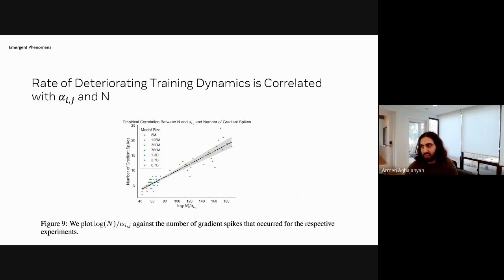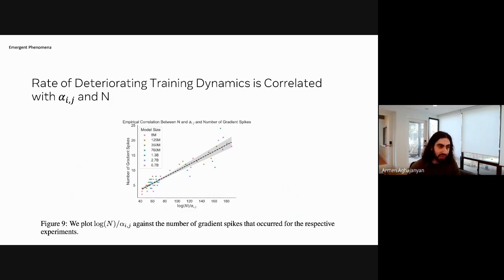And so the thing that we found is that you can actually predict the rate of these deteriorating training dynamics if you look at alpha ij. Again, this is the parameter that measures how much competition there is in the functional approximation. And so we see something really interesting, which is that there is a very strong empirical correlation between the number of parameters and alpha ij, and the number of gradient spikes.